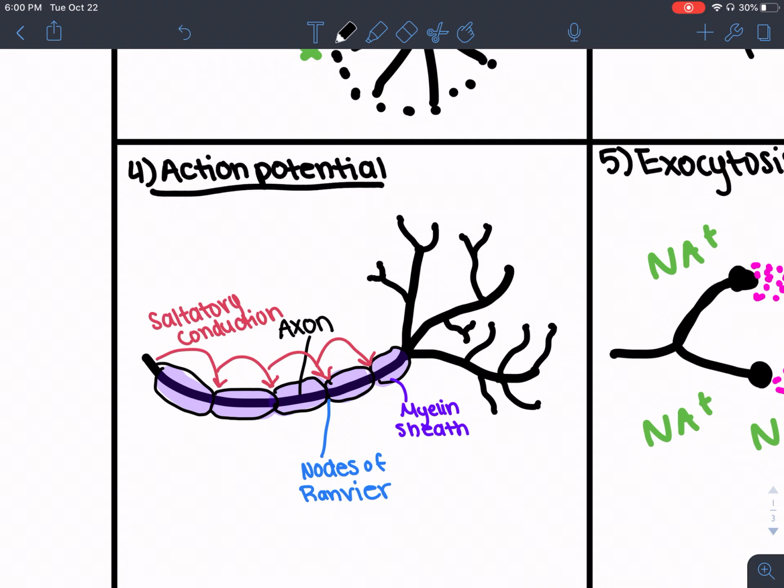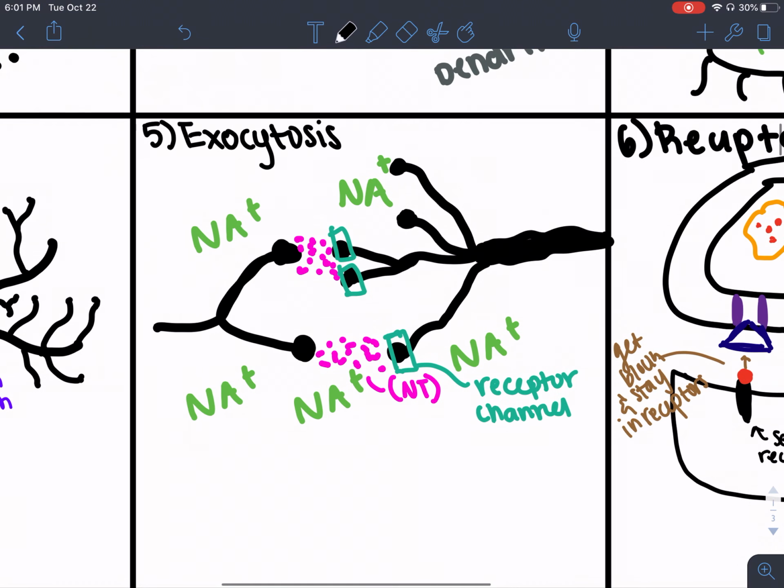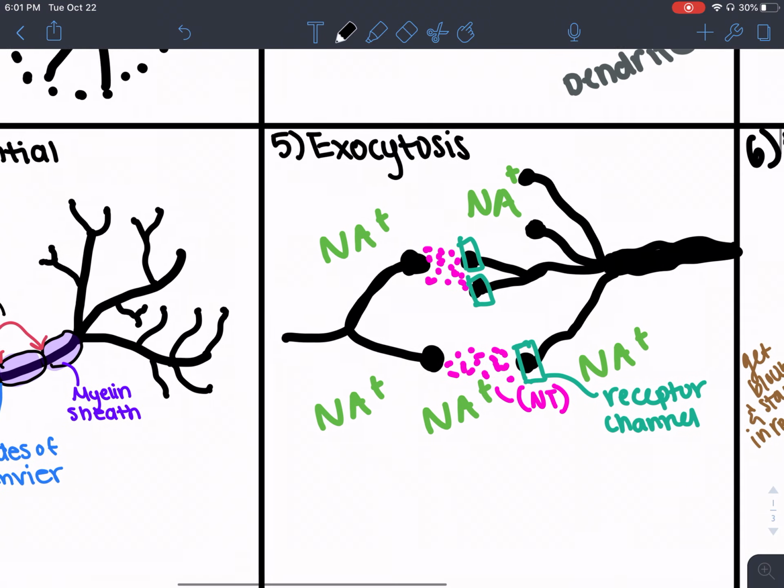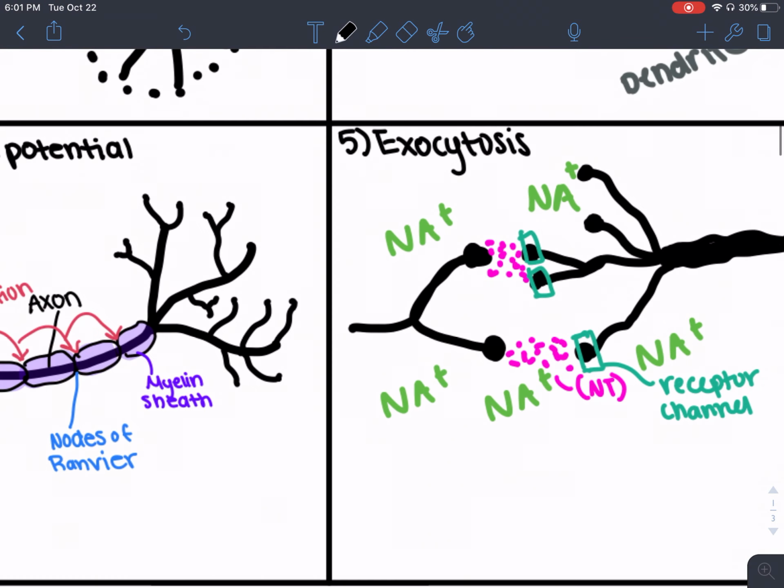It's called saltatory conduction. Not the process itself, but the process of using the myelin sheath and the nodes to speed up the process is called saltatory conduction. And basically what that is, is when the signal jumps from one node to another. Then next you're going to have a refractory period, which is not shown here, but there is one.